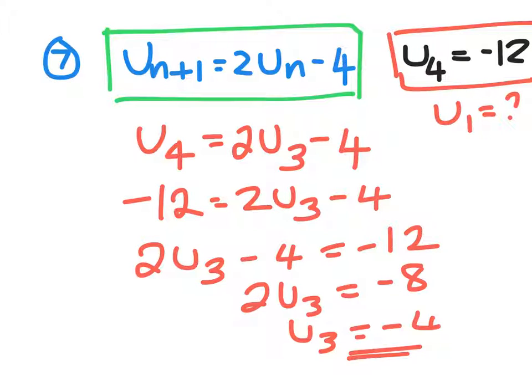Okay, so that's the first bit of the question done. You've worked out what the value of u3 is. We know that u3 equals negative 4. Now we're going to repeat all of this again, and we're going to work out what u2 is. And then we're going to repeat it all again, and we're going to work out what u1 is. So this bit of working I've done for here, which is fine, you can copy that. You repeat that, but instead of 4 and 3, we're going to have 3 and 2. And then we're going to repeat it again with u2 and u1.